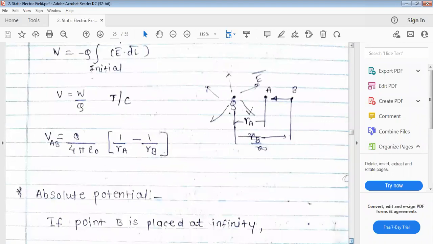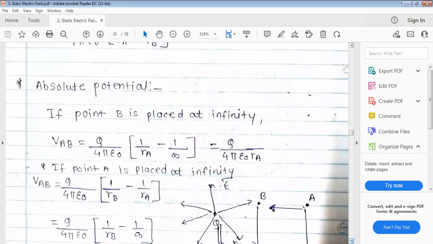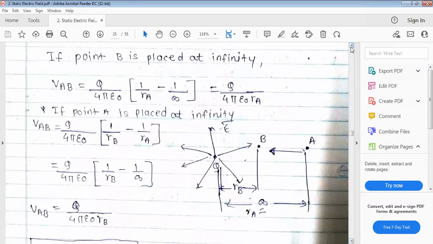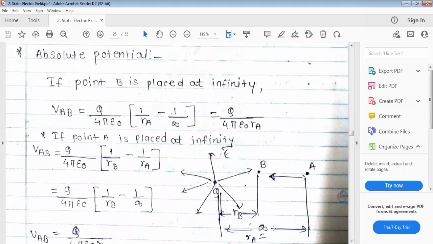We'll see one more concept, that is absolute potential, and then we'll see the examples. So absolute potential means what? Here, again, you can consider that there are 2 point charges and we are moving this point charge from point A to point B. If we consider that point A is placed at a distance of infinity, then what can be the equation for potential difference?